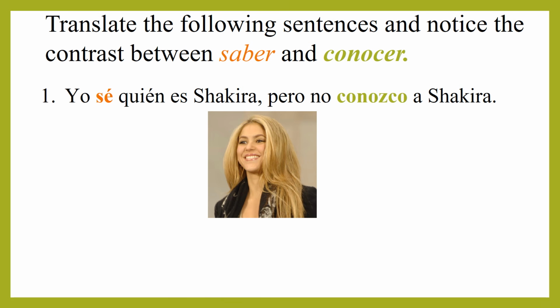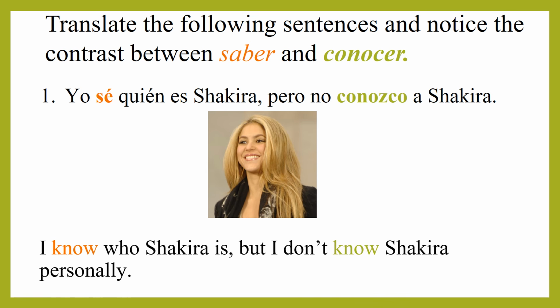Translate the following sentences and notice the contrast between saber and conocer. Número 1. Yo sé quién es Shakira, pero no conozco a Shakira. How would you say this sentence in English? And why do we use saber and conocer? In English, we would say, I know who Shakira is, but I don't know Shakira personally. So I know about her. This is information. I don't know Shakira personally. I haven't met her. So I use conocer.